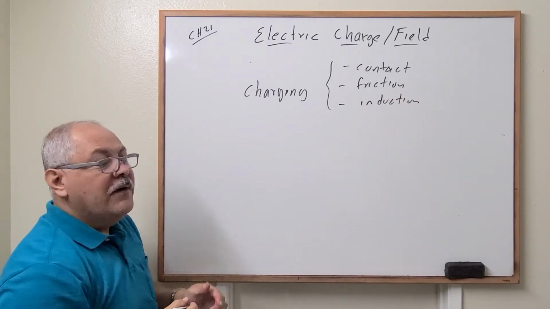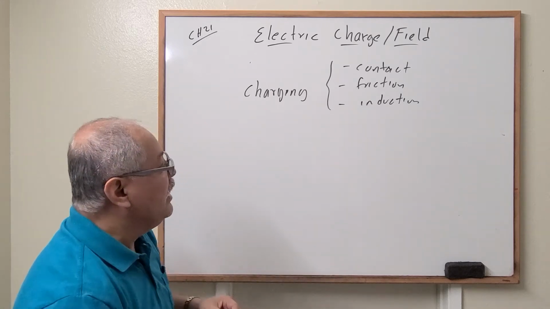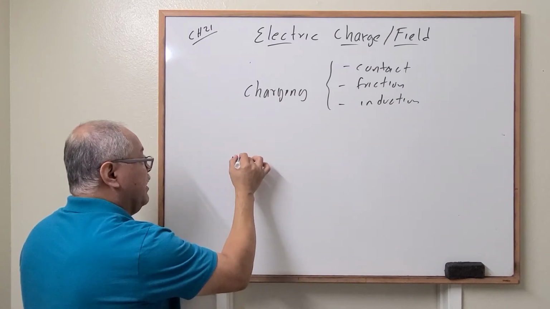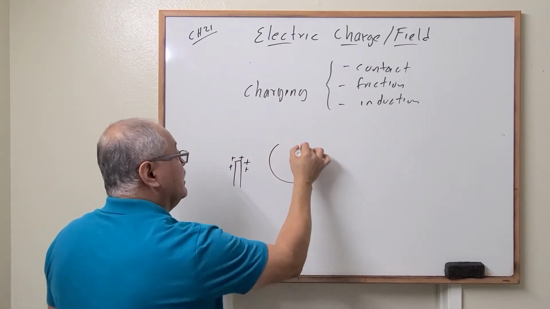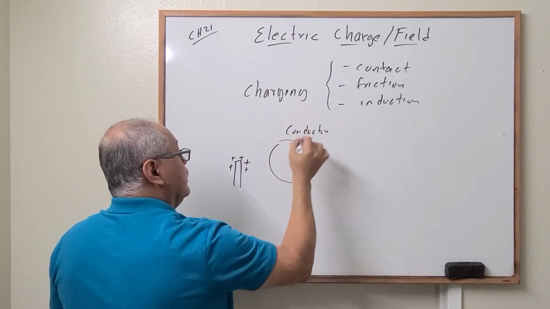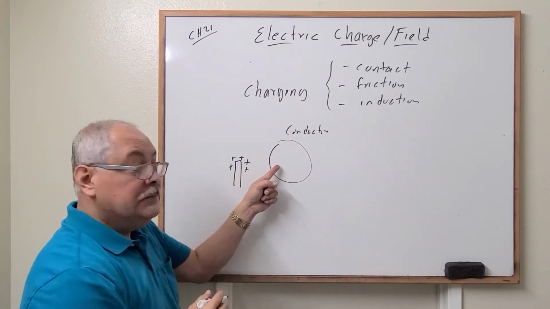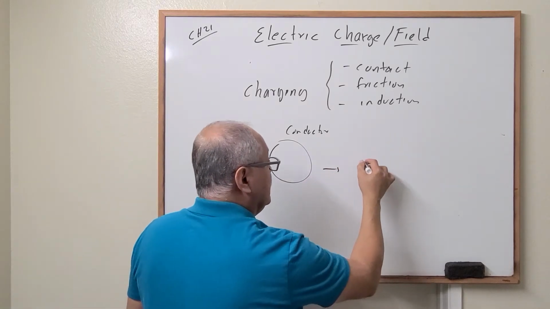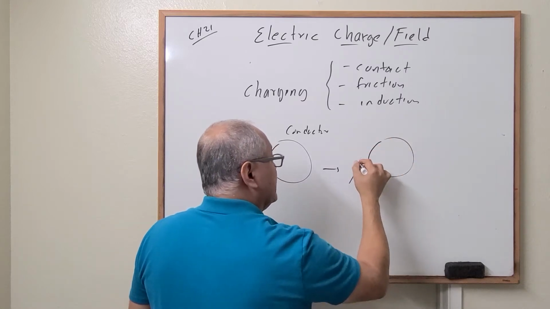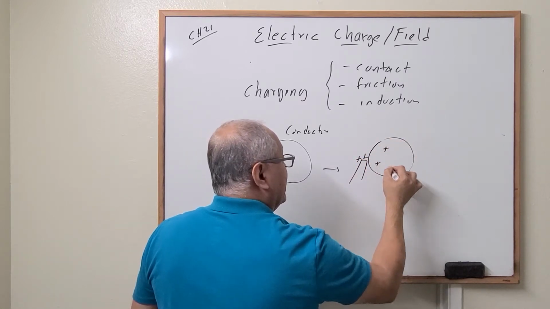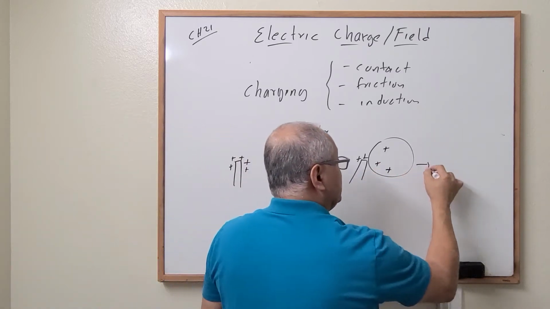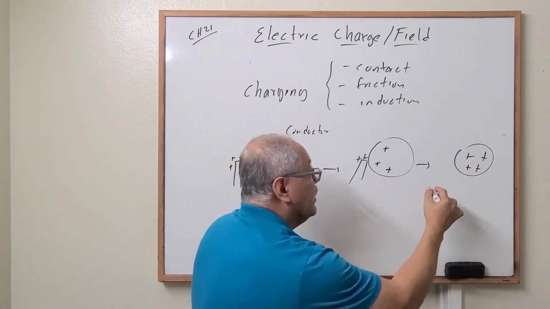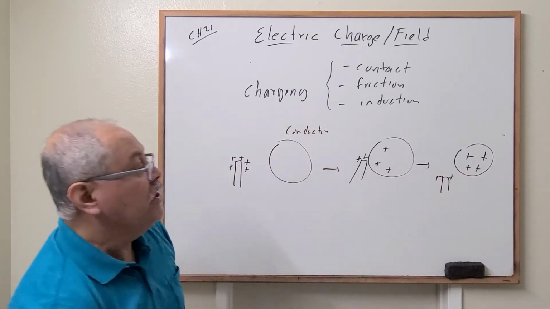By contact, imagine that we have a charged object. This is a positive charge. We have a conductor. When we touch this conductor with this charged object, what do we have? When they are in contact, this object is charged by contact.